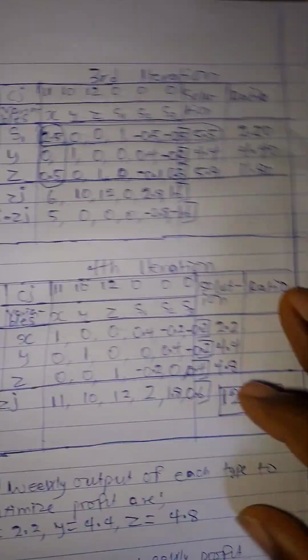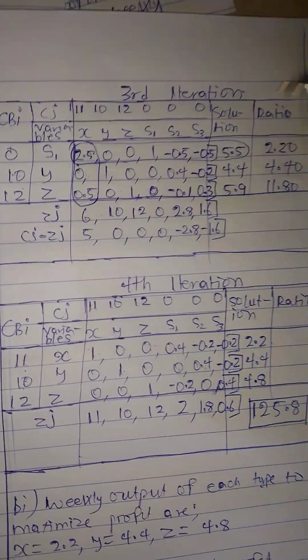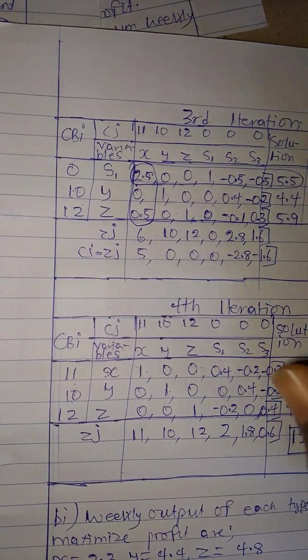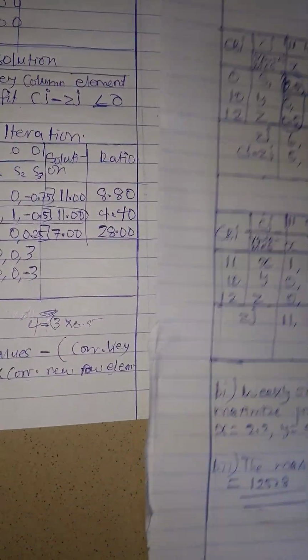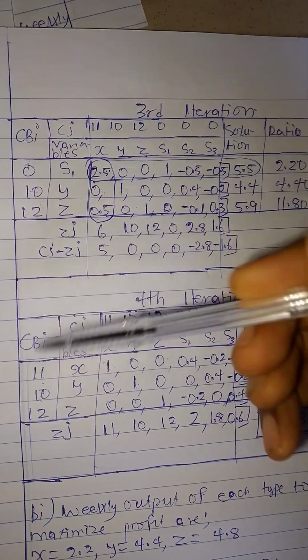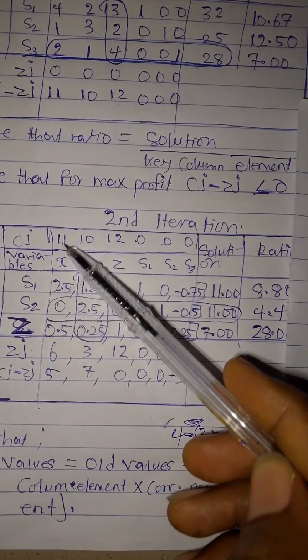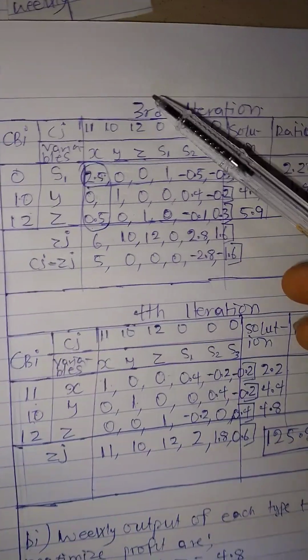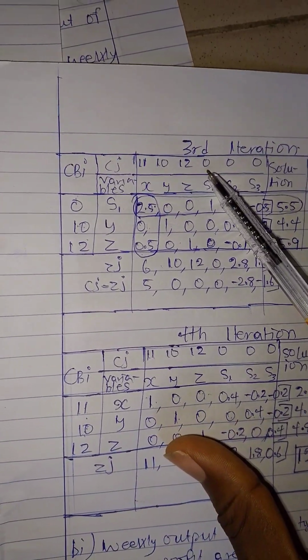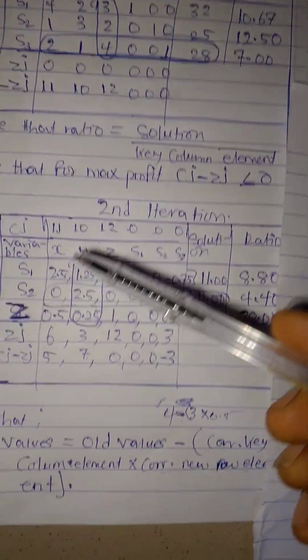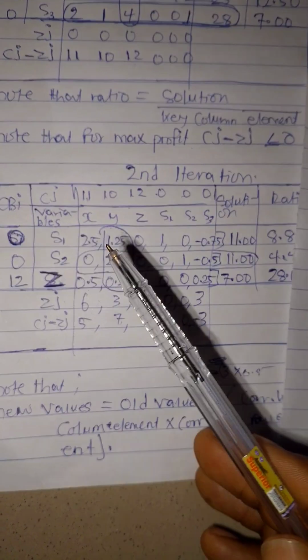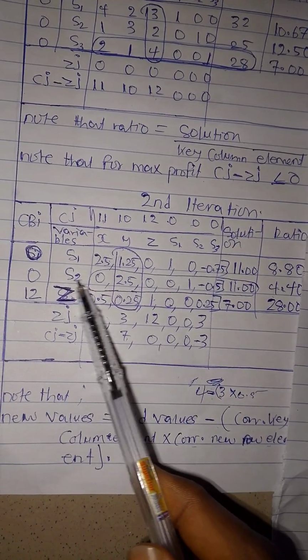By undergoing another iteration, this becomes my third iteration. I have to rule my lines, repeat the same variables here, repeat the same coefficients here, which is 11, 10, 12, 0, 0, and also repeat the same variables here. I repeat it here. Okay, so after doing that, what's next? Now from this, what is the entering row? The entering row is x2.